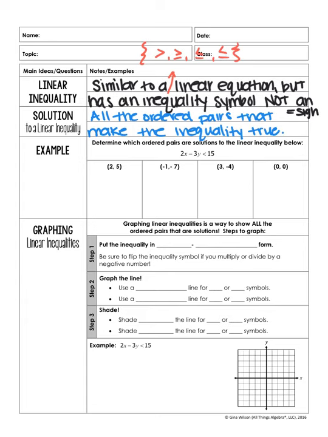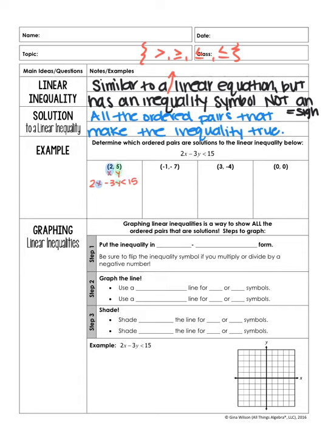So it says determine which ordered pairs are solutions to the linear inequality below. It says 2x minus 3y is less than 15. We're given an ordered pair there, right? 2, comma 5. Remember, 2 is our x coordinate and 5 is our y coordinate. We're going to plug those into 2x minus 3y is less than 15 to determine if it makes a true statement or not. So we're going to plug them in where they belong. Where there's an x, I'll put 2. Where there's a y, I'll change that to a 5.